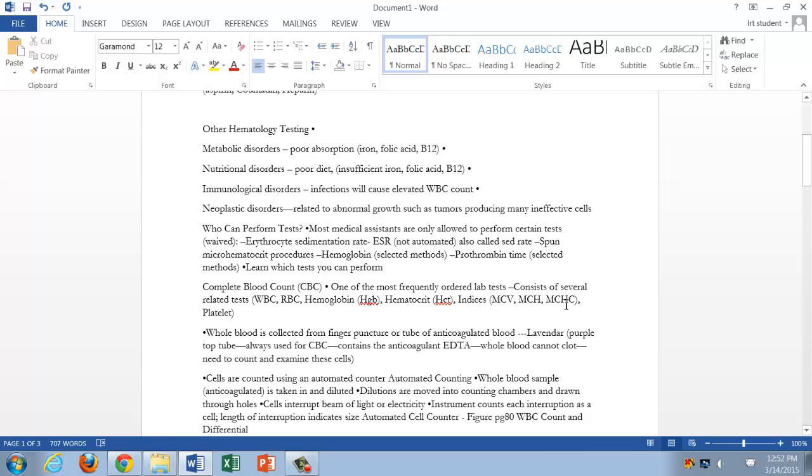The calculations help a physician to determine what kind of anemia. We talked about metabolic anemias, nutritional disorders. I'm sorry, there are other types of anemias, and these indices help the physician to determine which type it is. We really need to know which type it is because the treatments for the different ones are different. So we don't want to get the wrong treatment because we've diagnosed it incorrectly.